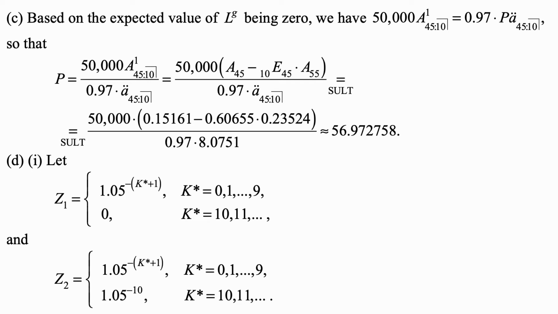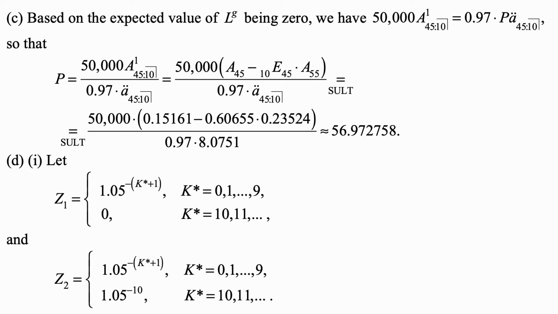For part D, part 1, let's write Z1 to be 1.05 to the minus K star plus 1 for K star equal to 0 through 9, and 0 otherwise for K star equal to 10, and so on. And Z2 to be 1.05 to the minus K star plus 1, just like before, for K star equal to 0 through 9, and then 1.05 to the negative 10, where K is bigger. So this is an endowment insurance type of policy.